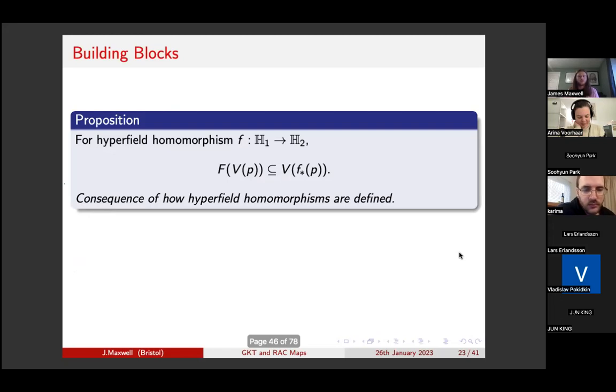For any hyperfield homomorphism from H1 to H2, we have this one-way inclusion already. It's just a consequence of some of the axioms of hyperfield homomorphism. If you take the variety of a polynomial over H1 and push these n-tuples forward, this will be a subset of the roots over H2 of the polynomial pushed forward. This happens for all hyperfield homomorphisms. It's not unique to any special ones, but because of the way the inclusion holds in the definition, we have this inclusion always holding.